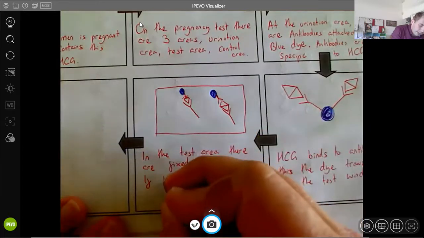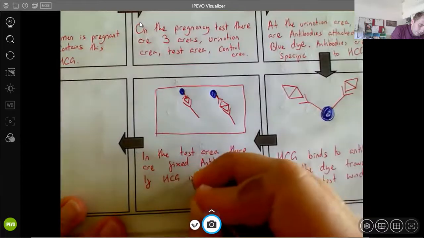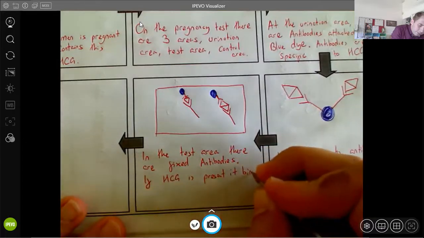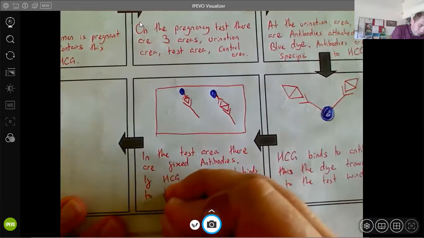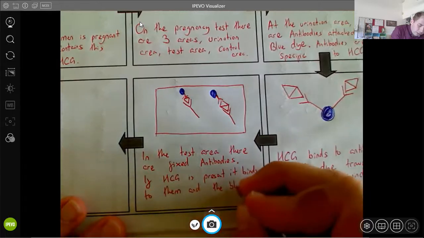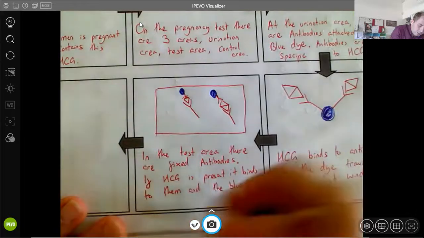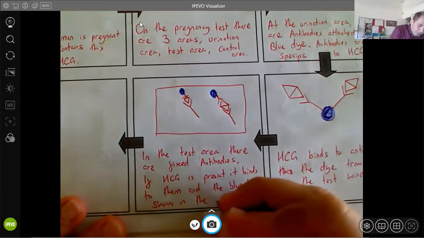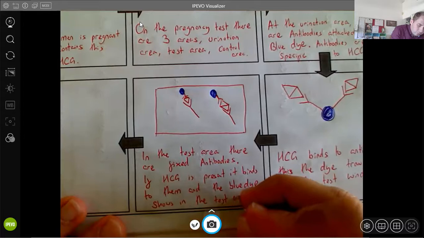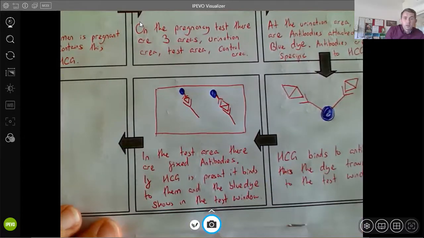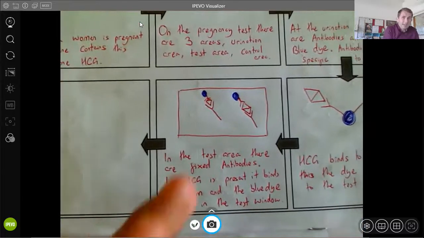If HCG is present, it binds to them and the blue dye shows in the test window. So that's how you get a positive result.